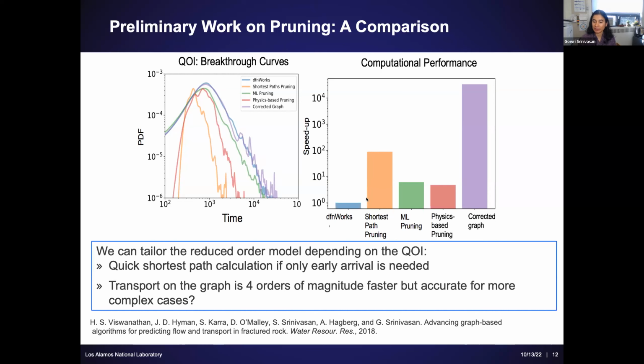I do want to leave some time for questions. We only have 13 minutes left. So I'm going to very, very quickly, in the next 3 minutes, run through some of the other methods we tried.